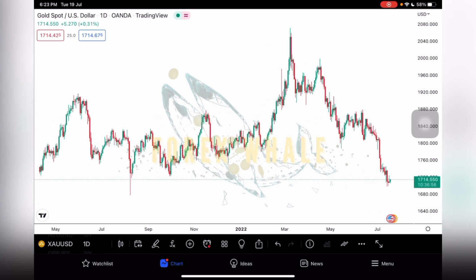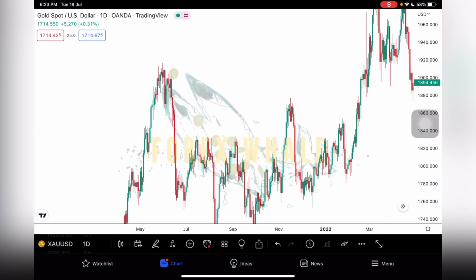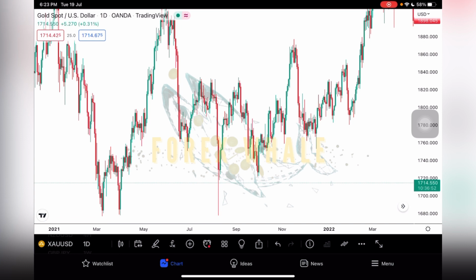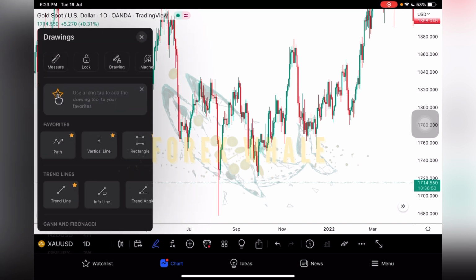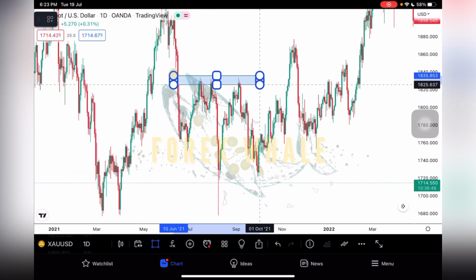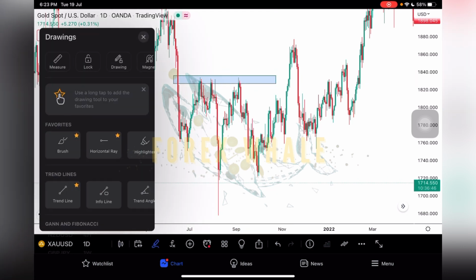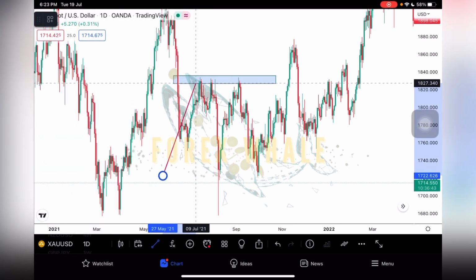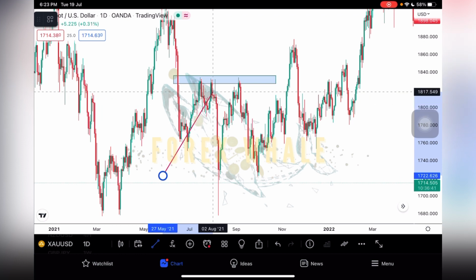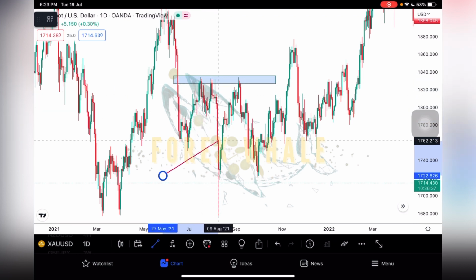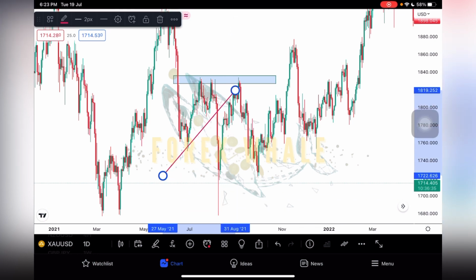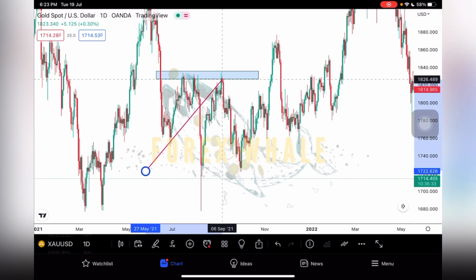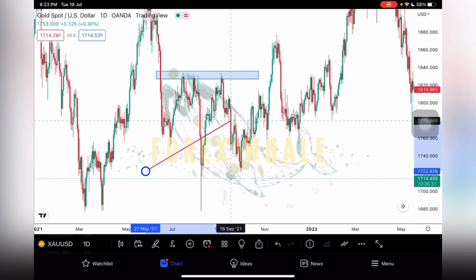So when we see a SNR, for example here, this is a very straightforward example. Here you do have a resistance, a major resistance, another major resistance, and you see that this major resistance created this strong move to the downside, hence why when price comes back, this would be your sell zone.